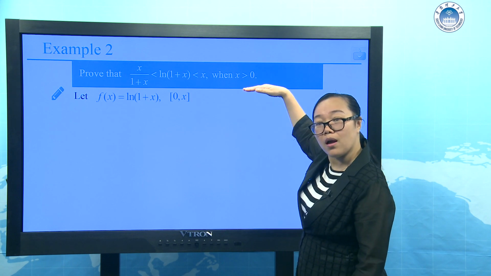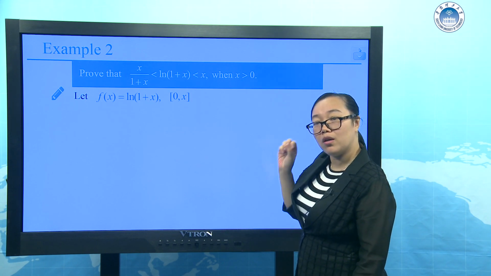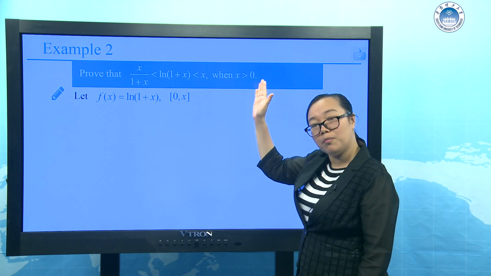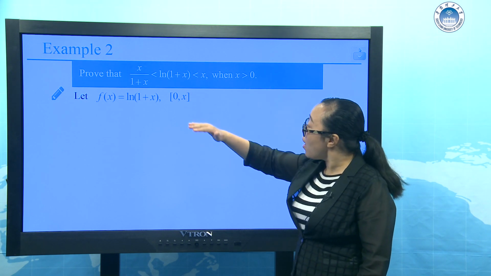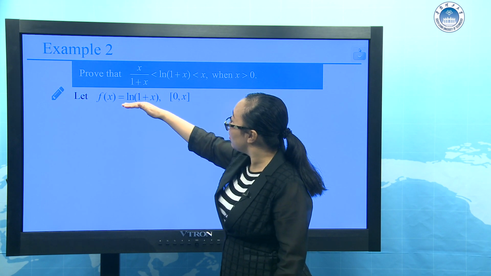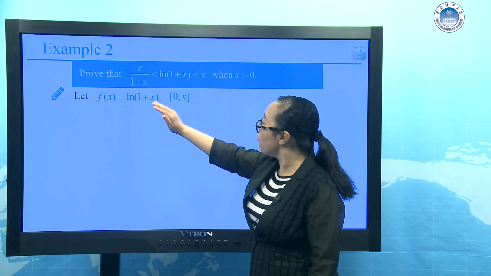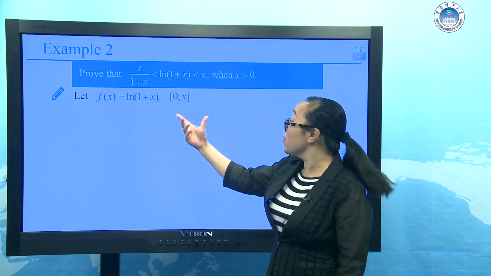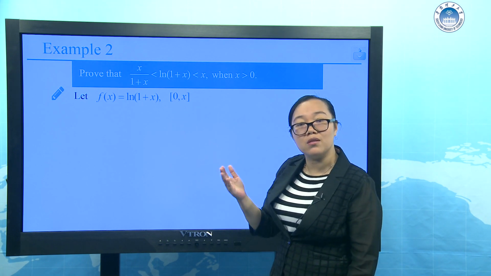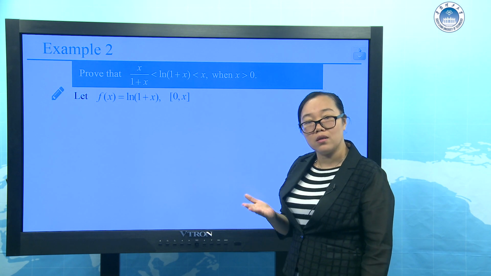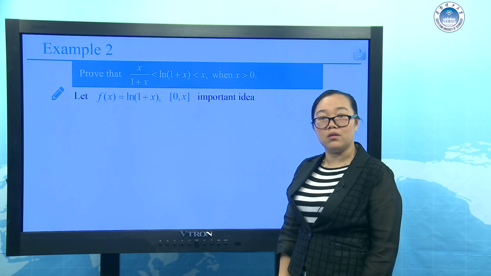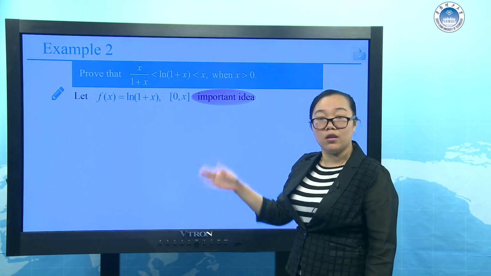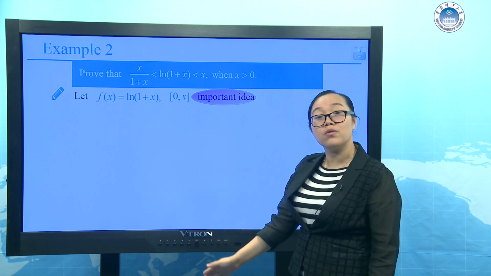This condition, x greater than 0, gives you some idea. Little a is 0, little b is x. So f(x) equals ln(1 plus x) on the closed interval between a and b, meaning 0 and x. x is a positive number. The idea is very important. If you know this idea, you will do these steps for yourself.